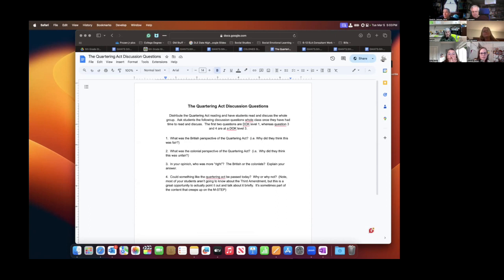And then what was the colonial perspective on the Quartering Act? Why did they think that this was unfair? And then students get to, you can use this as a mini debate opportunity if you want to. Students get to go, okay, who was right, the British or the colonists? And explain your answer.